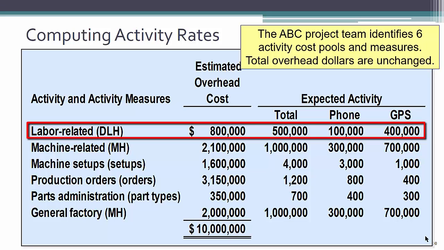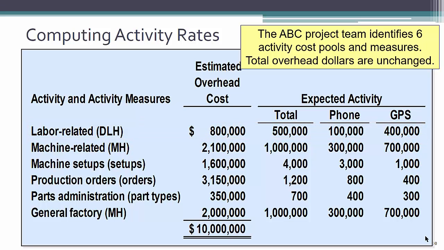Other pools include a machine-related cost pool based on the activity measure of machine hours, a machine setups cost pool based on the activity measure of number of setups, a production orders cost pool based on the activity measure of number of orders, a parts administration cost pool based on activity measure of part types, and a general factory cost pool based on the activity measure of machine hours.